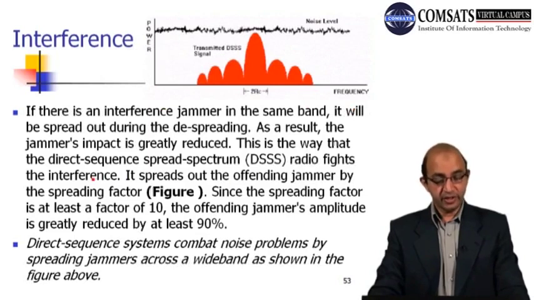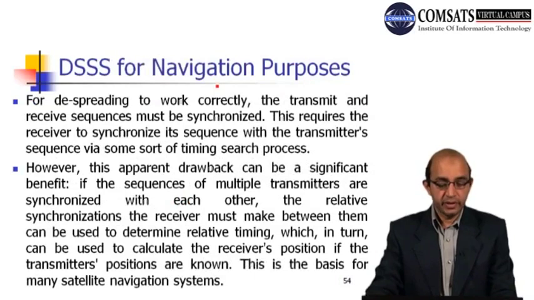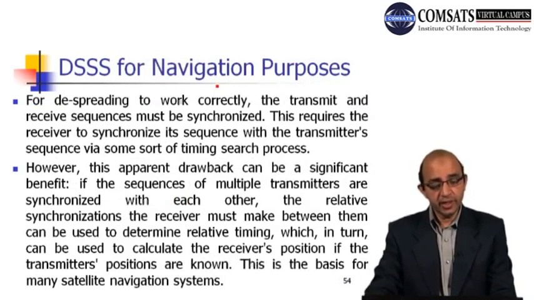So as a result, the impact of the jammer is greatly reduced. That's why sequence spread spectrum radio fights the interference, right? The transmitter and receiver should be synchronized in order to perform the despreading process correctly, right?